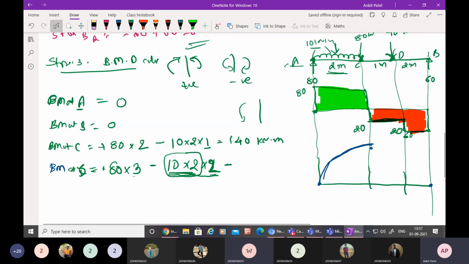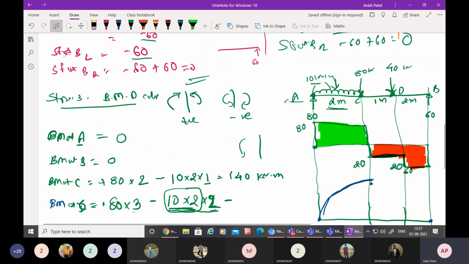40 into 3. No. Plus. Why 40? You are over here only. So you cannot see 40. Sir, 80 will come. Yes, 80 will come. Minus 80 into what is the distance? 1. Very good. And then 40. Can you see 40? Definitely you can see the 40, but your distance is 0. Why 2?